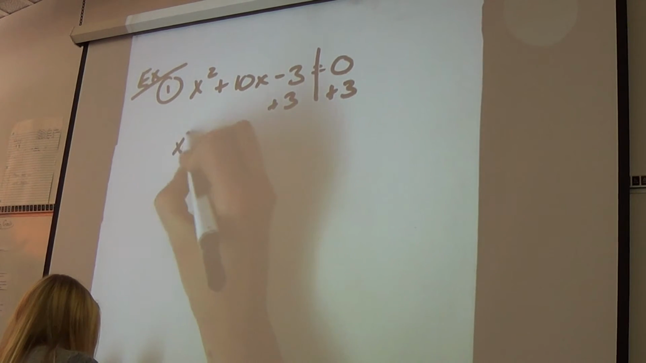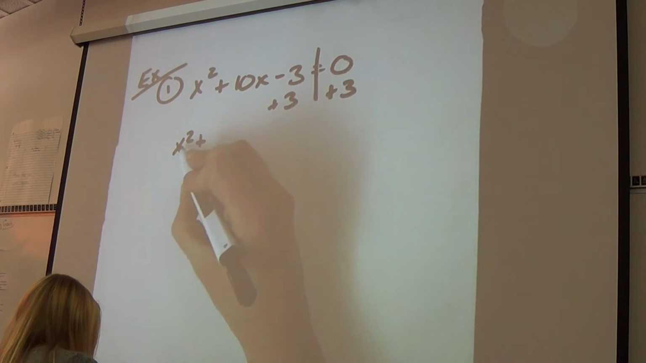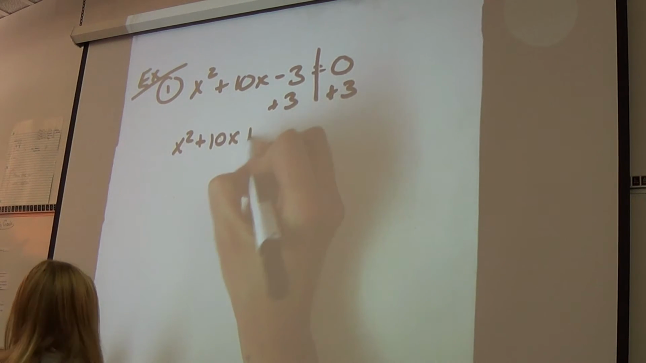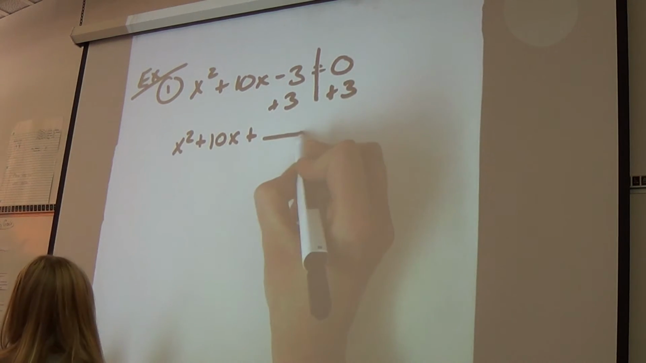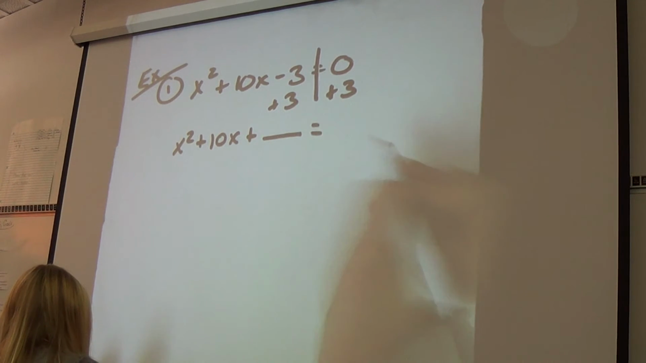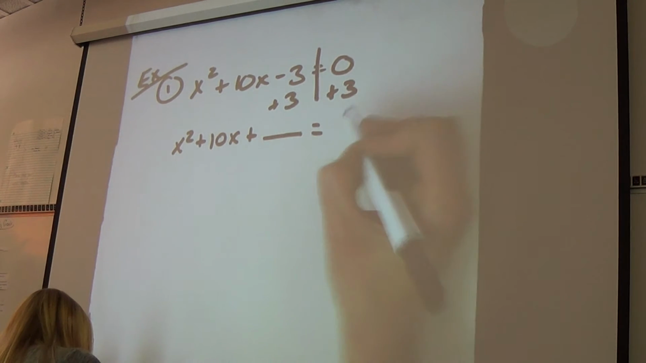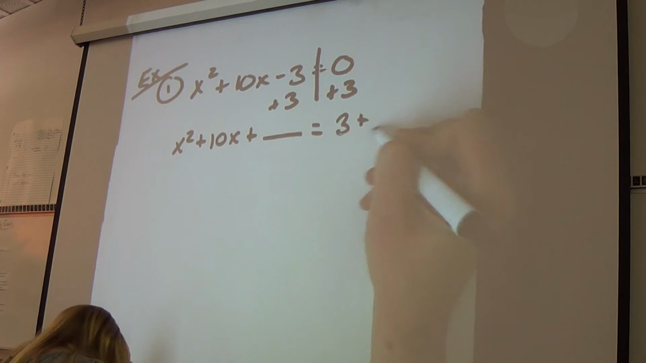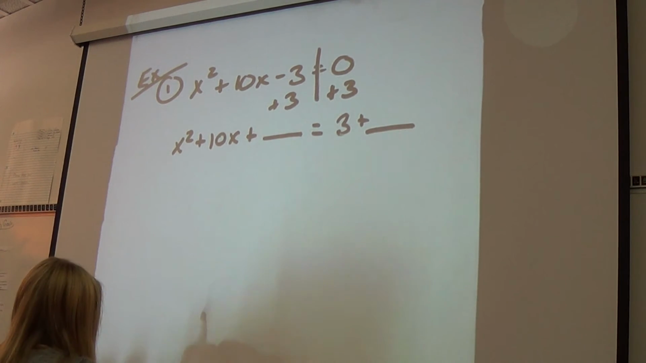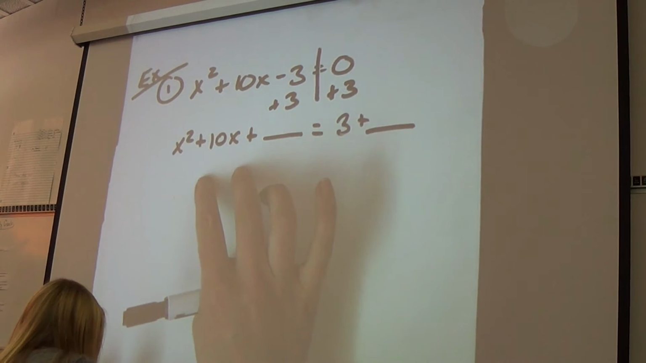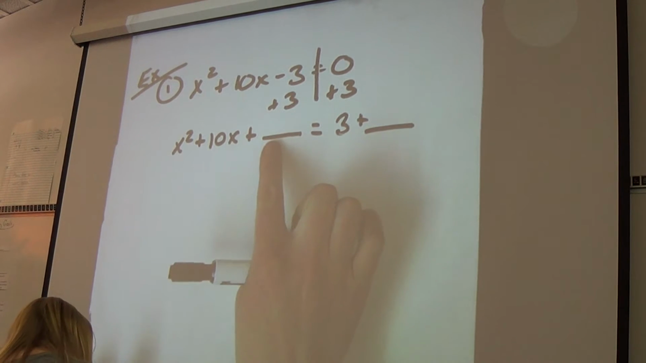So on the left-hand side, I'm left with x squared plus 10x. And instead of leaving that alone, we're going to do a plus blank on that side. 0 plus 3 gives me 3, and I'm going to do a plus blank on this side, because once I complete the square, I'm going to end up filling my blank on this side with it.